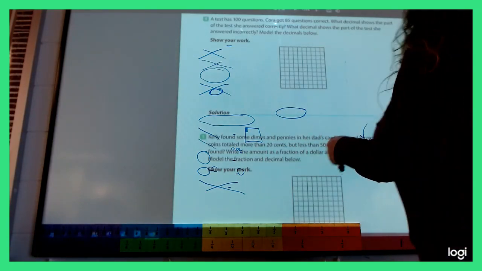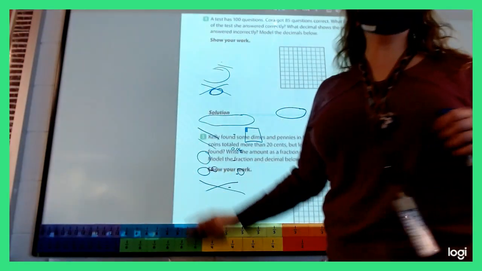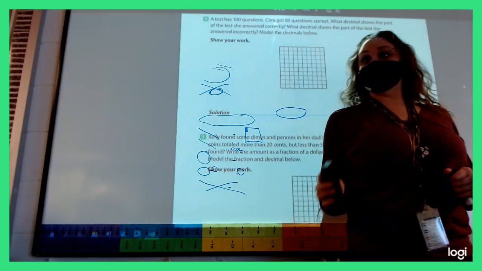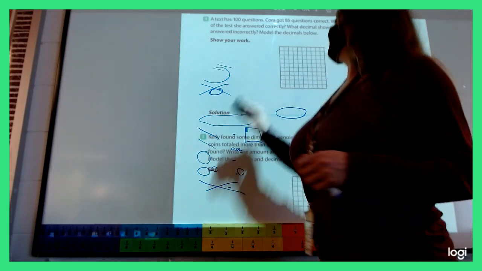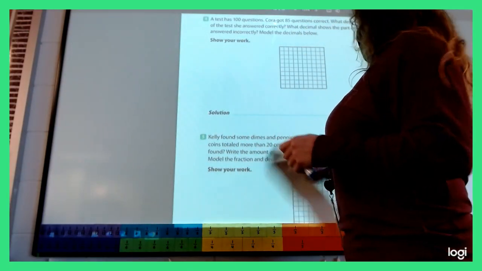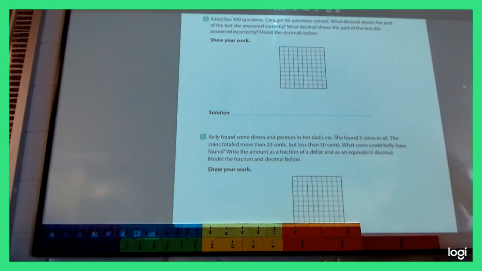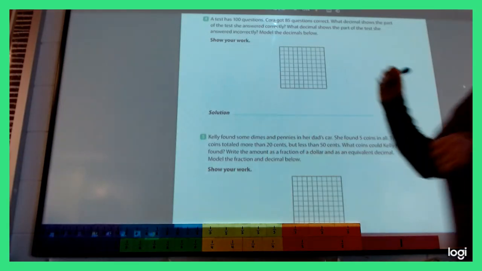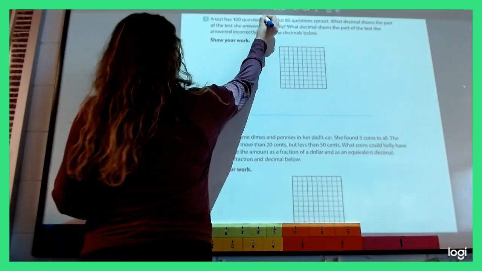All right, does someone want to read about Cora and her test with 100 questions? So you guys shouldn't feel so bad tomorrow. Zoe? A test has 100 questions. Cora got 85 questions correct. What decimal shows the part of the test she answered correct? What decimal shows the part of the test she answered incorrectly? Model the decimal. Okay. So let's mark it up. You guys know how to do this? Check up here. Make sure you've found everything important.